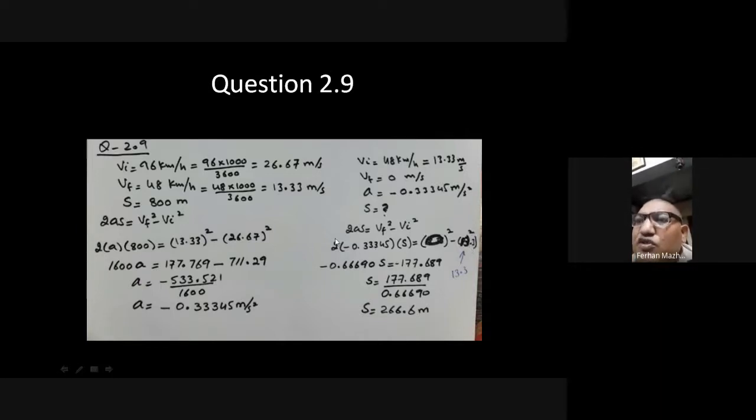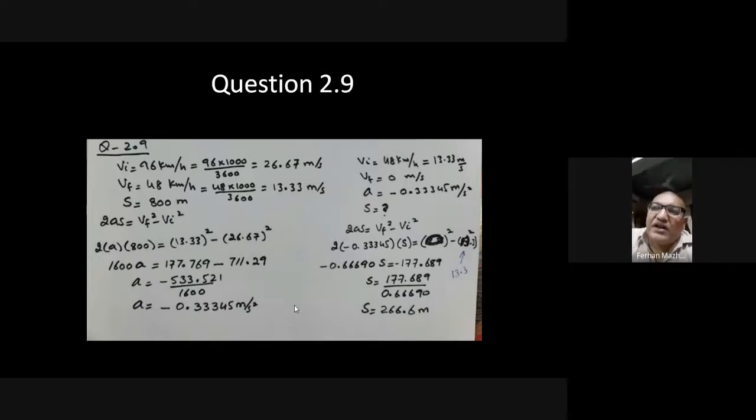Just do the calculation. 2 multiplied by this, minus 0.6690, and S will remain; this 0 is 0, just neglect it. And this 13.33 square will be minus 177.689. This minus and minus will cancel. This 0.6690, which is multiplying with the S, will go to the other side and divide there. So you will have 177.689 divided by 0.6690. So the final answer will be 266.6 meters.